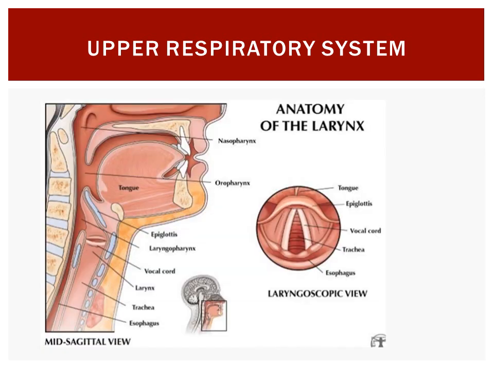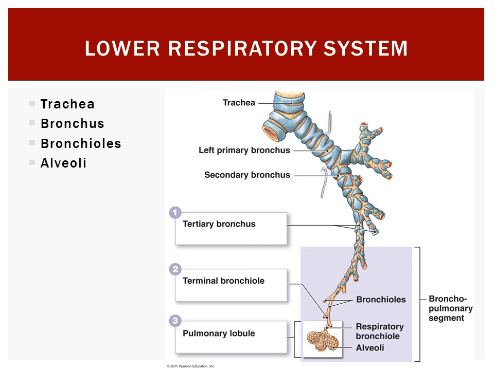The larynx is also important in sound production. This is because there are vocal cords located within the larynx, which are responsible for sound production. Alright, we have covered the upper part of the respiratory system. Now, let's look into the lower respiratory system. The structures are the trachea, bronchus, bronchioles, and alveoli.